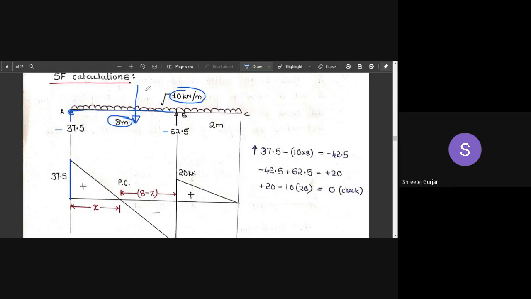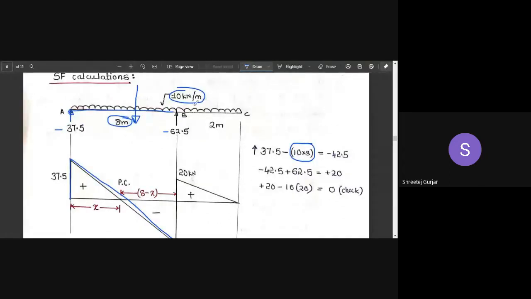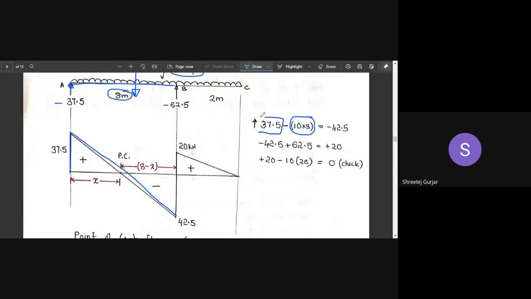UDL is acting downwards, so our shear force diagram will start to go downwards. And by how much will it go down? How much intensity will it go down? It will go down by 10 into 8, which is this UDL intensity into your span, 8 meters. So 37.5, which is this point, minus 10 into 8, you get minus 42.5.